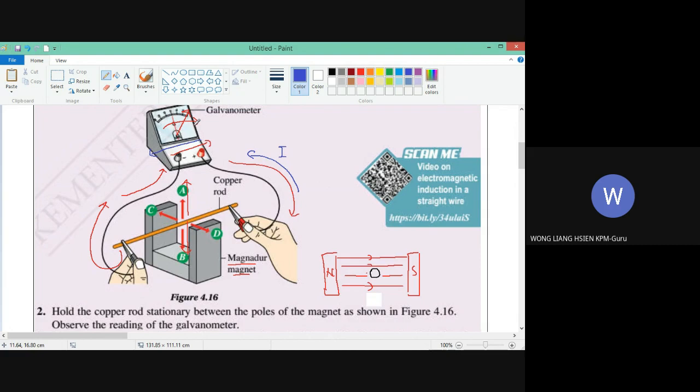Get the idea? This is very important because a question has come out before that asked students for the direction of the pointer of the galvanometer, or they drew a blank galvanometer and asked students to draw the direction of the pointer. I think almost everybody got it wrong, because almost everybody thought that the pointer of the galvanometer shows the direction of current.